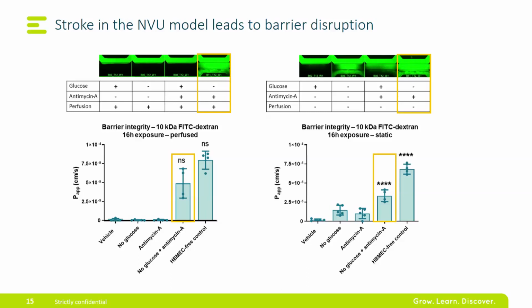So what we did here is we looked at a combination of both the presence or absence of glucose and oxygen together with perfusion as well. And what we could see here, we are looking at the perfusion compared to the HB-MEC free control, and what we could see is that when perfusion is actually halted, the impact is much higher than when the perfusion is present, really modeling here the ischemic stroke conditions in which there's also no perfusion towards the brain anymore.